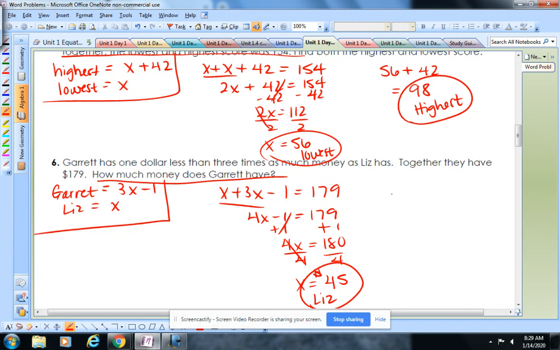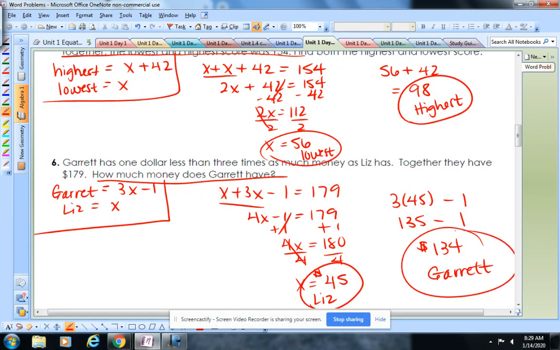So for Garrett, we say 3 times 41 minus 1. All right. What's 3 times 41? It is 123. Minus 1 is 122 is how much Garrett has. How can we check it? And it better equal 179, and it does. Okay. I just love these. All right, let's do number 7.